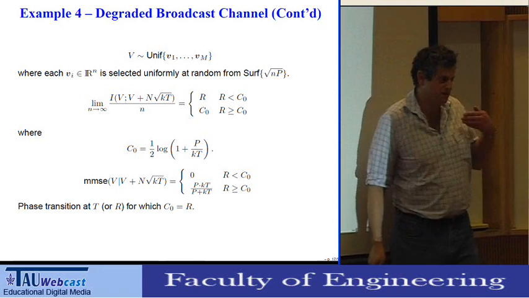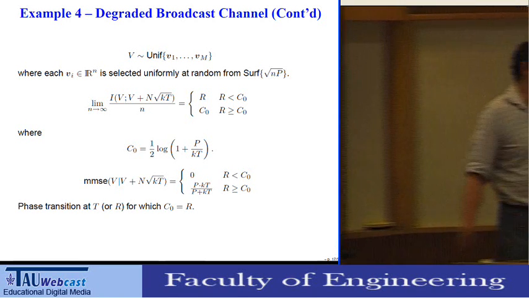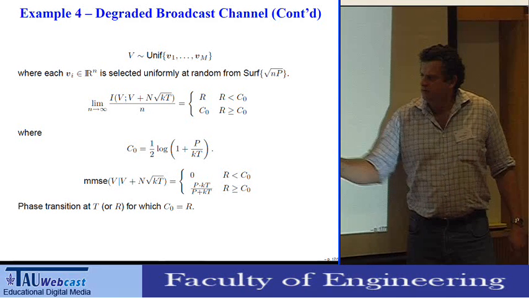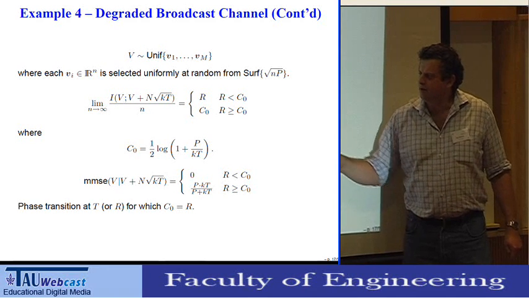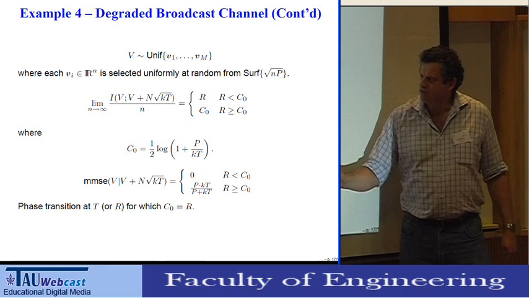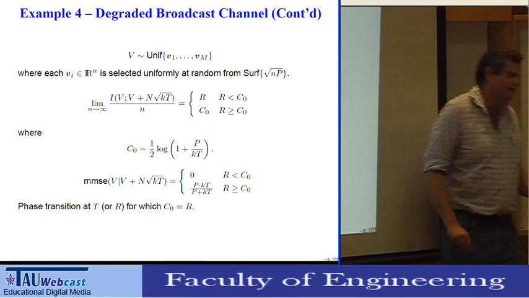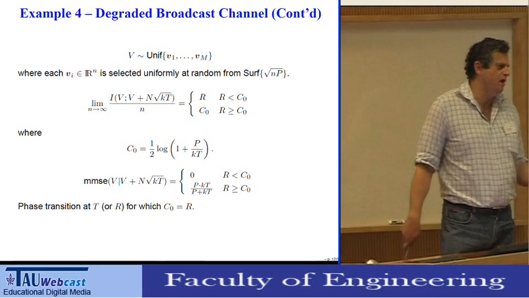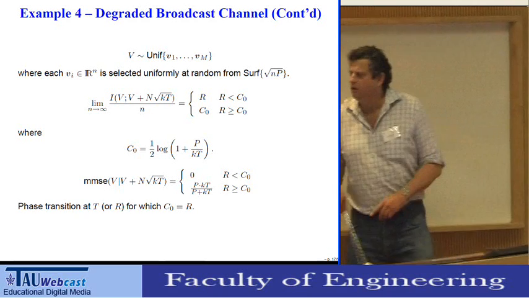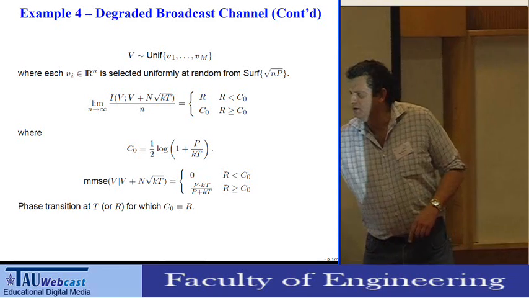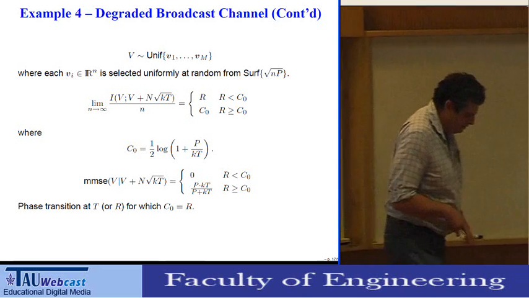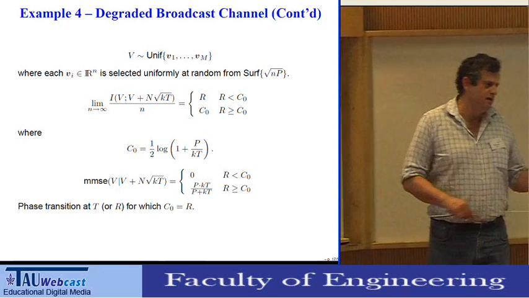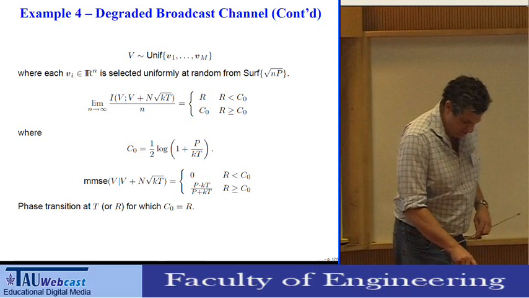zero as long as the rate is smaller than capacity. We can decode the code word reliably, but it becomes positive and in a discontinuous manner once the rate exceeds capacity, and it behaves exactly as if the input of the channel was an IID Gaussian process rather than a code word. So we have a phase transition or a threshold effect at the temperature or the rate at which the capacity agrees with the rate.